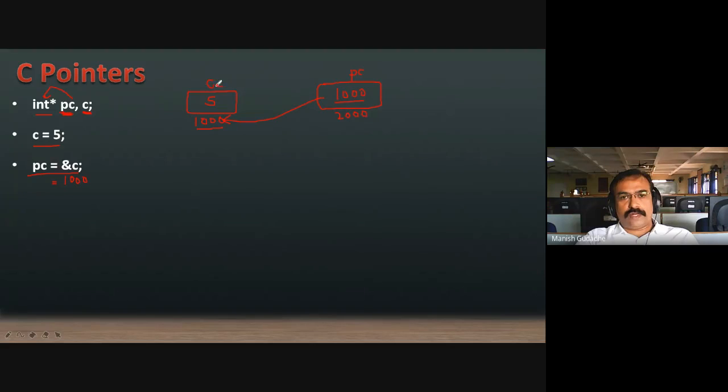Now what is the value of C? The value of C is 5. The address of C is 1000. So C is equal to 5. Address of C is equal to 1000. What is the address of PC?